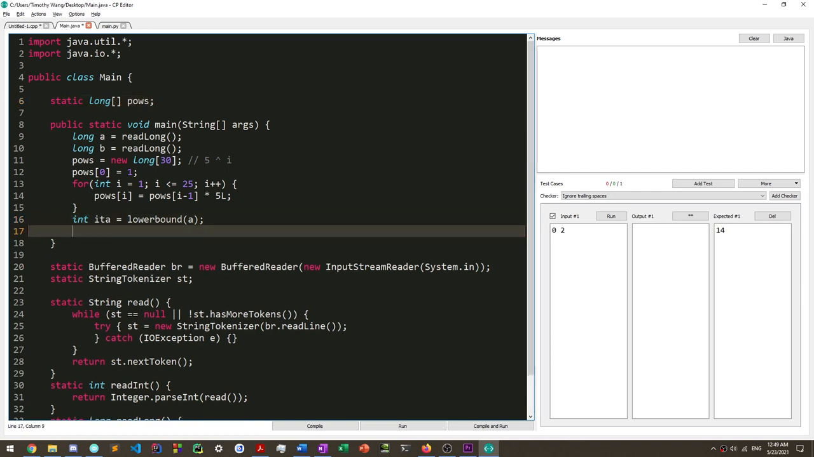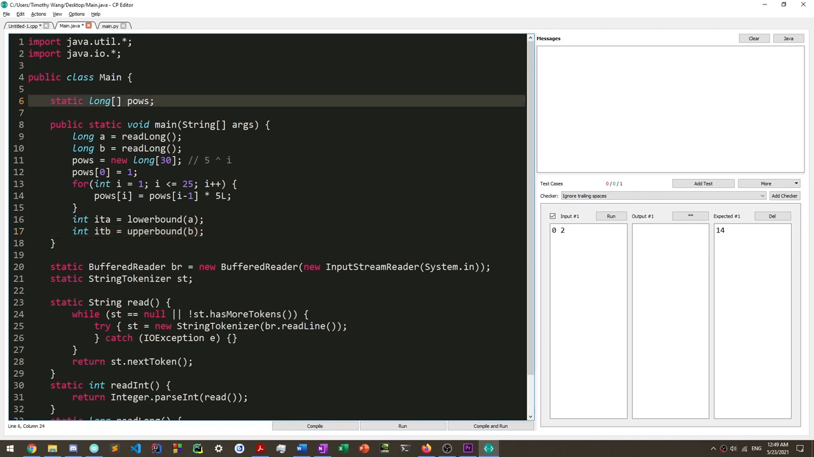We're going to do the exact same thing for B, but this time we actually want to find the upper bound of B, right? The reason we want to find the upper bound is because we want to include all the numbers that contain B trailing zeros, right? And in the end, we're just going to subtract their indices, and we're going to essentially find the number of trailing zeros between that range.